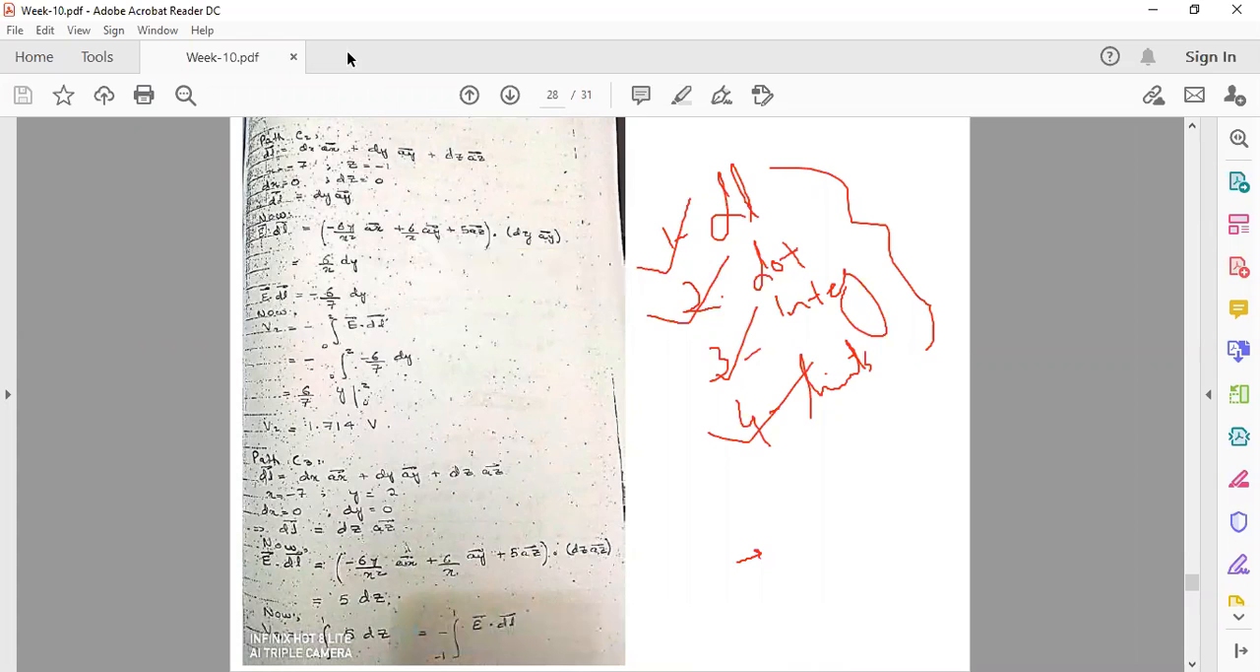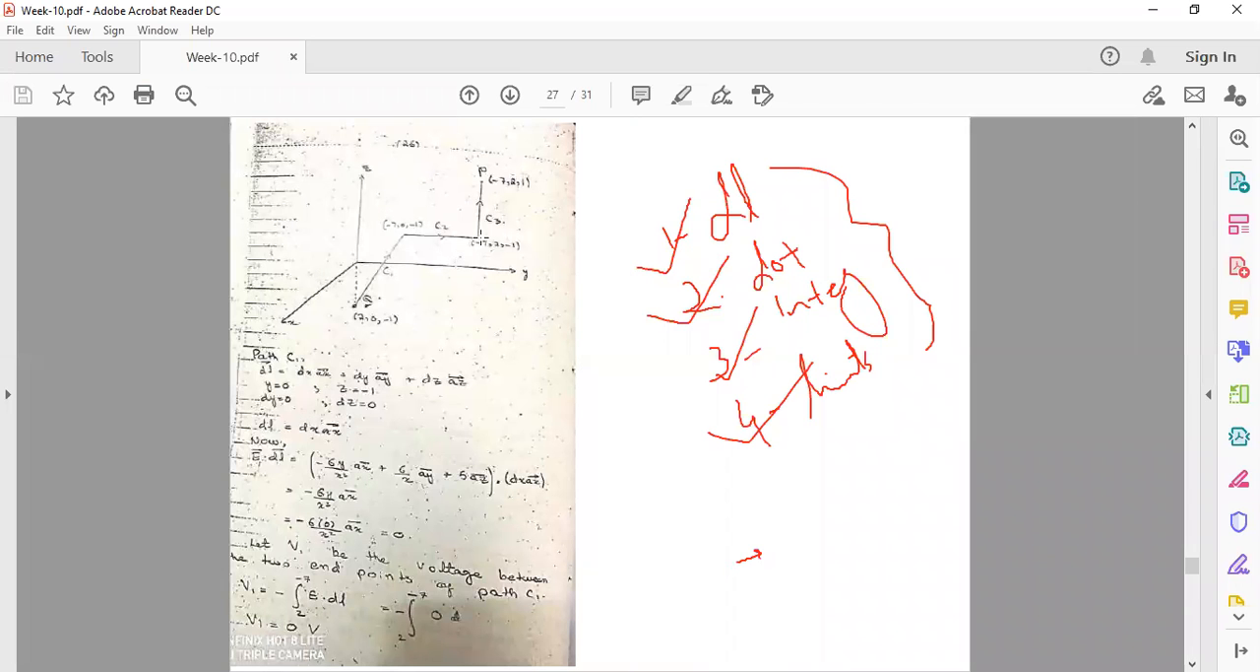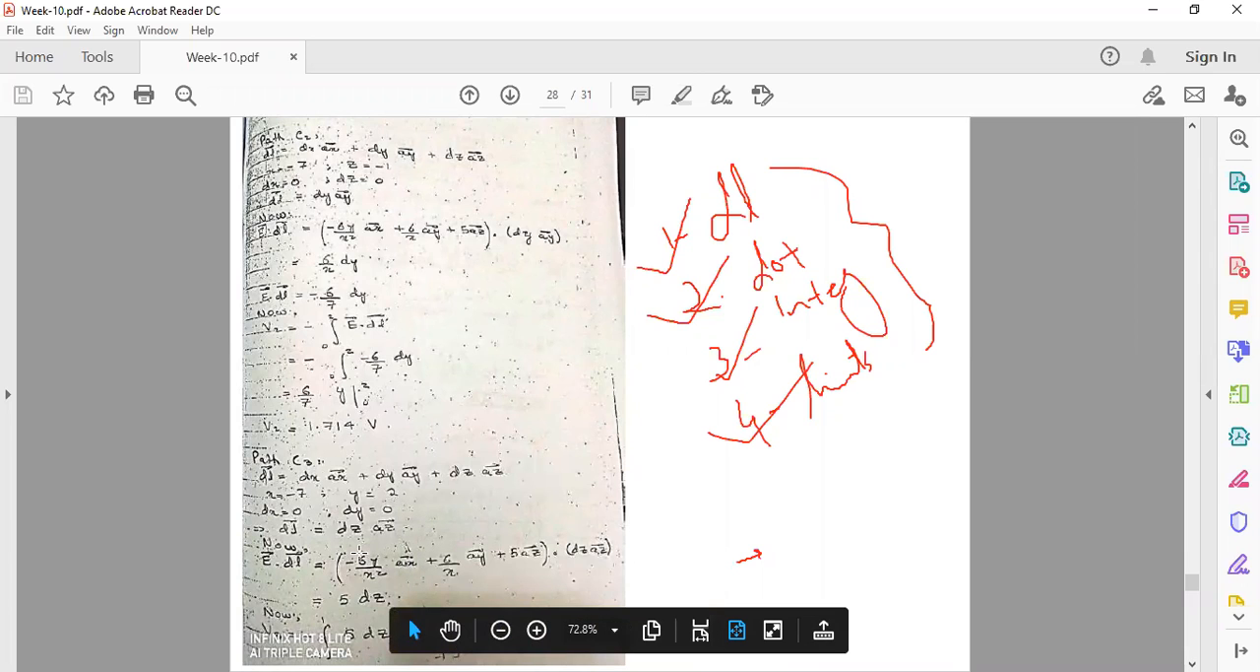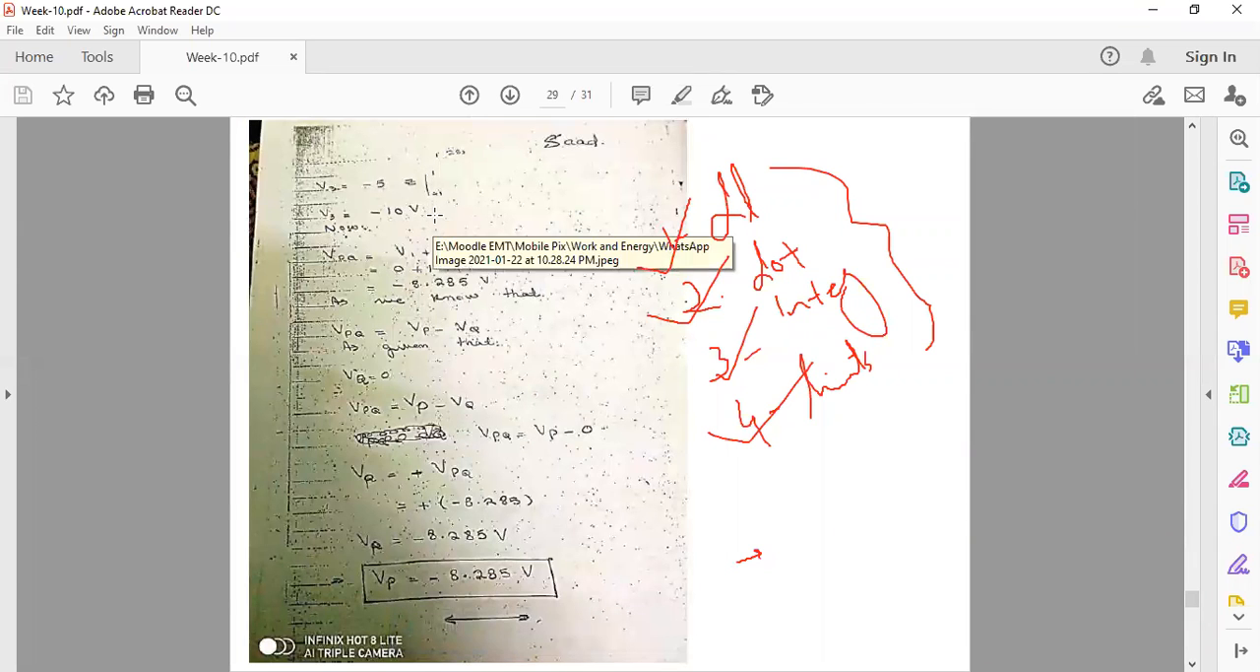Now for the path c2, the changes occur along ay, from 0 to 2. So dot product, then integration and then putting the limits. For path c3, the change occurs only along z. dL is specified along az, then dot product, applying the integration and putting the limits. So we will get -10. Adding up these three, V1 plus V2 plus V3, we will get -8.25.